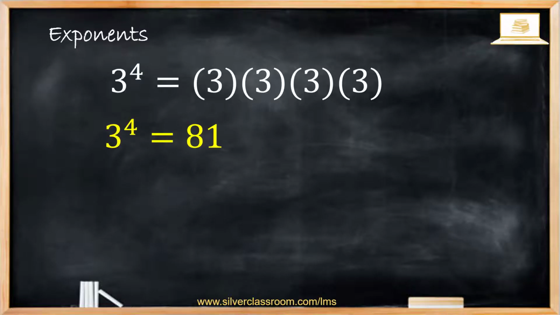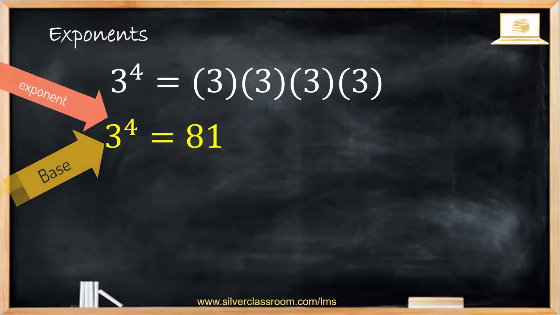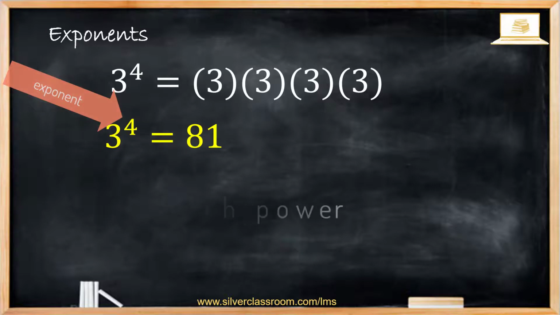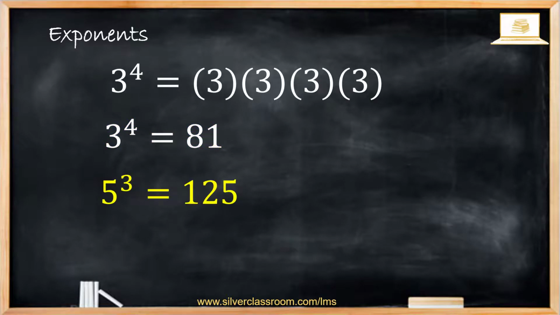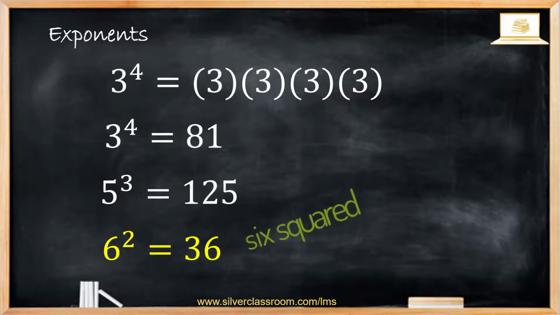In this expression, 3 is called the base, 4 is called the exponent, and we read the expression as 3 to the 4th power. Similarly, 5 to the 3rd power is 125. When the exponent is 2, we call the process squaring. Thus, 6 squared is 36.